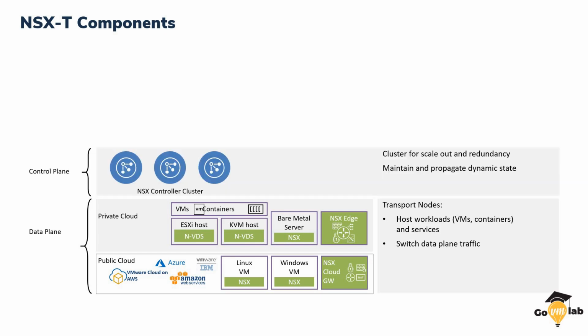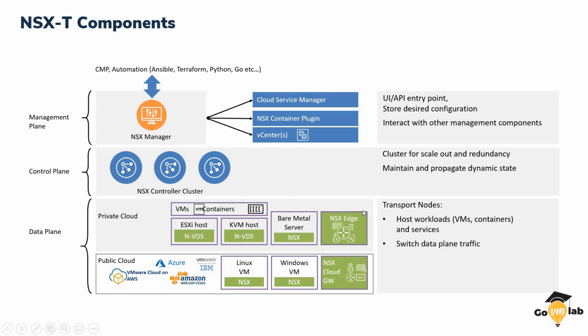Now, when I talk about the control plane, again, we have a controller cluster doing the same thing, giving us the same scale-out and redundant model, maintaining and propagating dynamic state and network information, not only to ESXi transport nodes, but now also to KVM hosts, bare metal servers, and public endpoints as well.